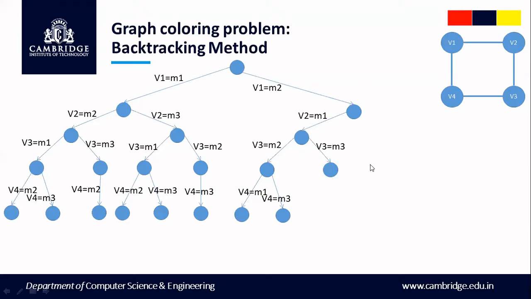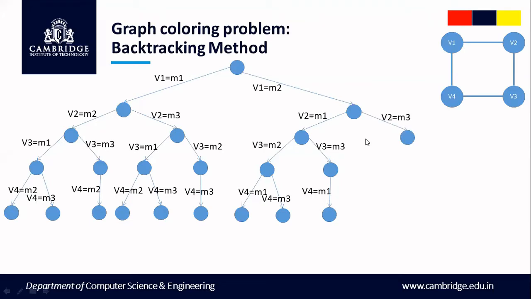So if we assign M3, then once again we will have only one option for V4, that is M1. V1 and V3 are having different colors, so therefore V4 can have a single option. So we have explored V1 with M1. We backtrack, change V1 to M3.